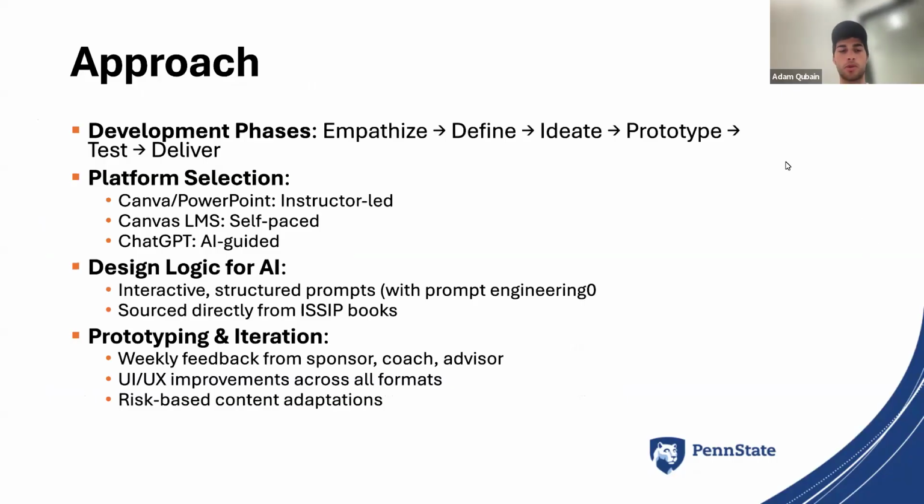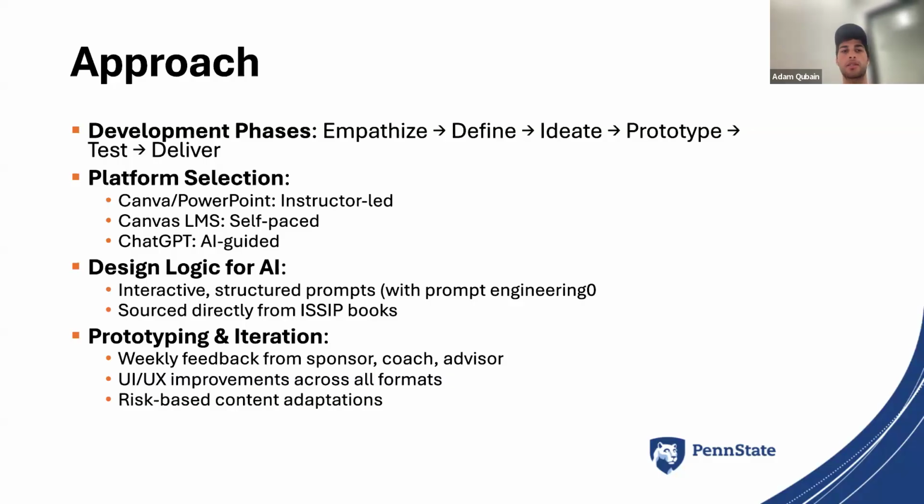Okay, approach was very important in this project because it helped us iterate on our design, going over it time and time again and getting to what we wanted in the end. The suggested approach given to us in class was to empathize, define, ideate, prototype, test, and deliver. We kind of strayed off of that. Our platform selection was Canva and PowerPoint for the instructor-led one, Canvas for the self-paced one, which we were familiar with before, and OpenAI ChatGPT for the AI-guided one.